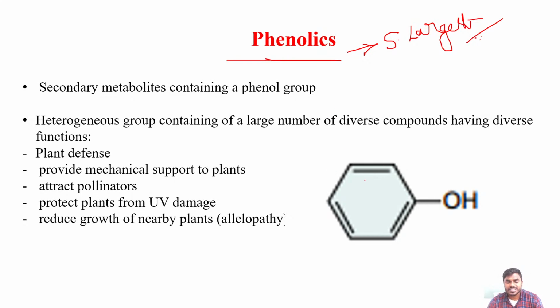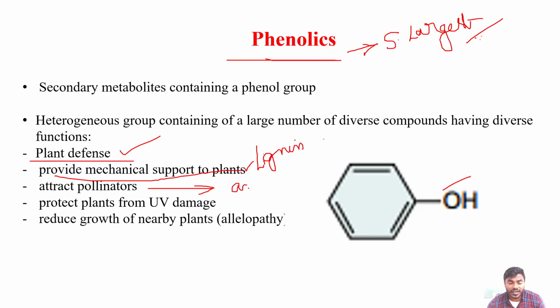You know, right? A simplified structure of a phenol is a benzene ring with the OH group. So phenols are responsible for plant defense and provide mechanical support. An example, lignin. Lignin is actually a type of phenol only, friends. And they attract pollinators. We will discuss that example, anthocyanin. Anthocyanin is also a type of phenol only. There are some phenols that protect the plant from UV damage. Example, flavonoids. That is also a type of phenol only.